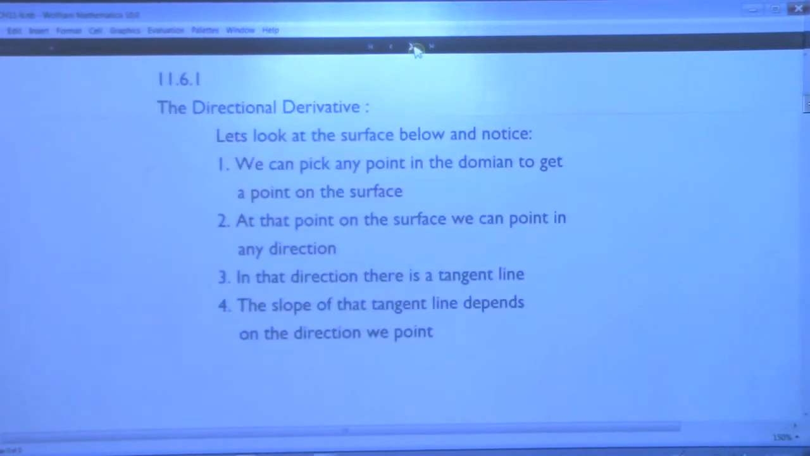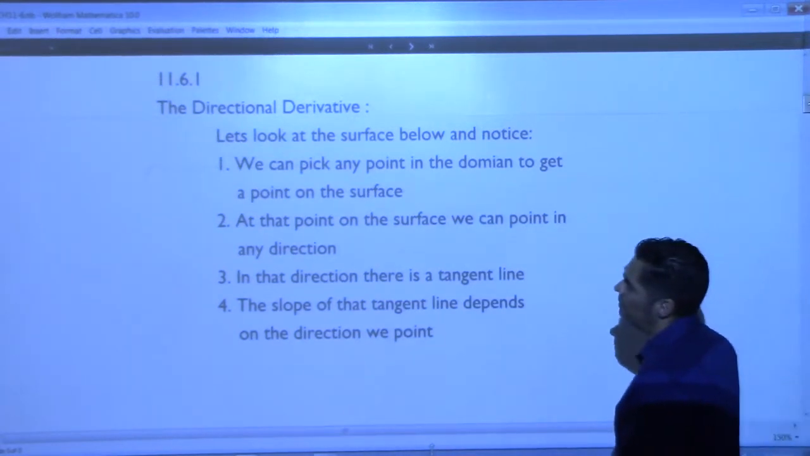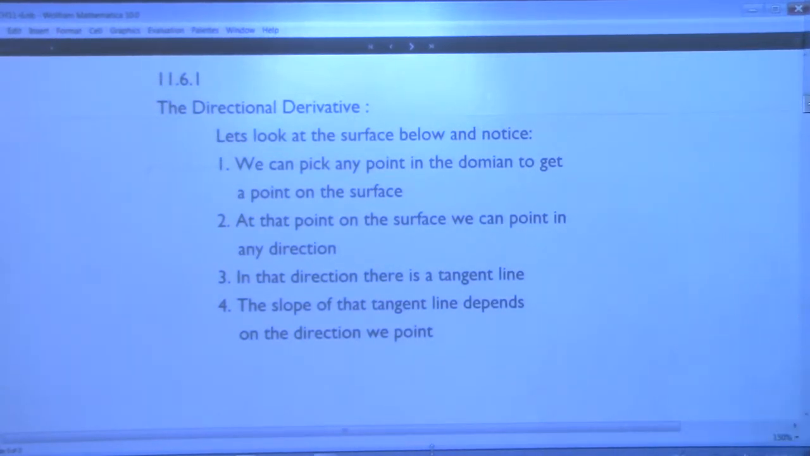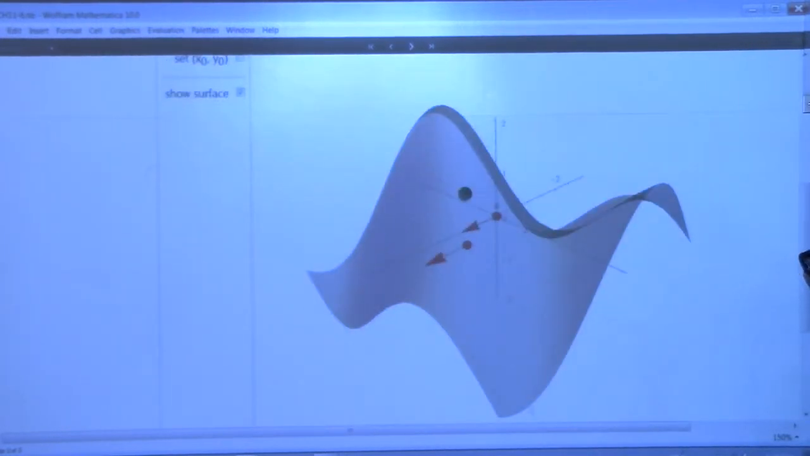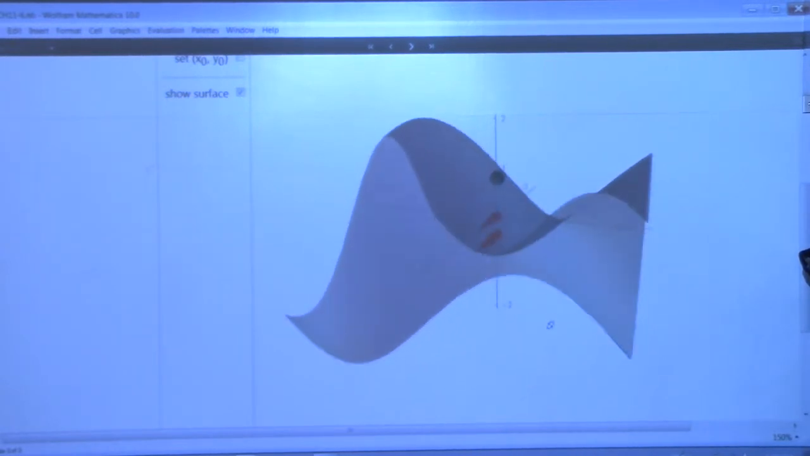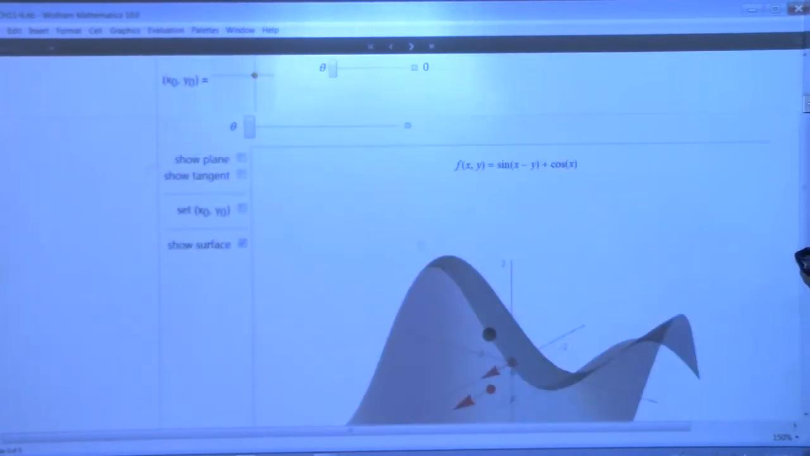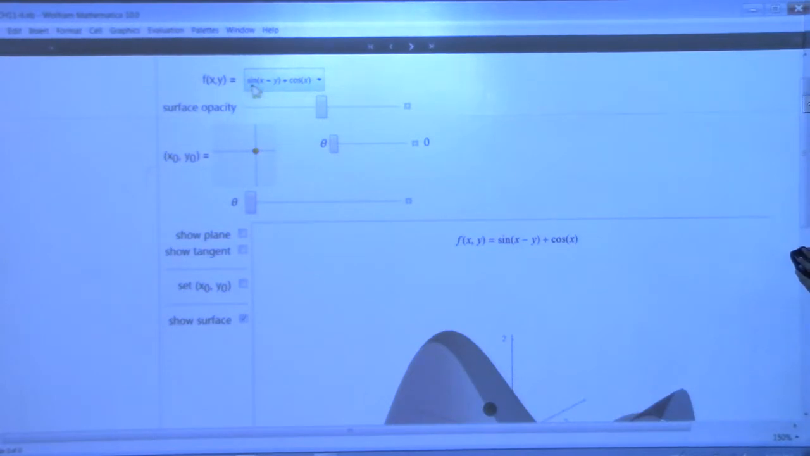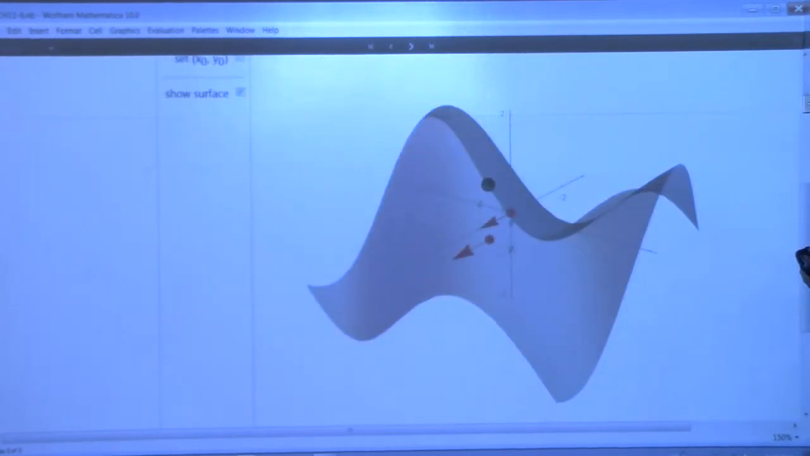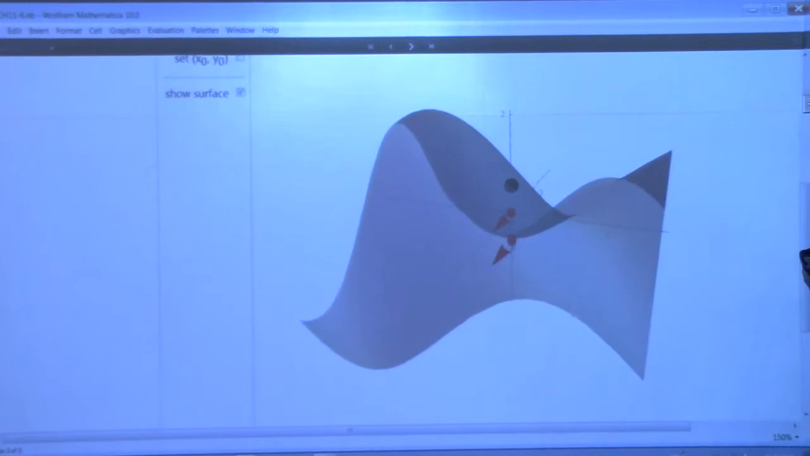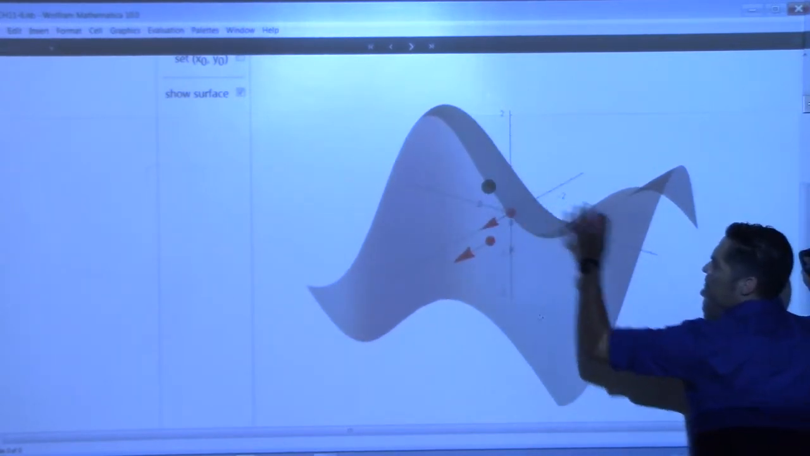Here we go. So let's take a look at this surface. I'm about to show you a surface. And here it is. So here's a surface. And I've shown you surfaces in the past like this, and I haven't told you that this is the actual surface: sine of x minus y plus cosine x. I can change that surface to a couple of different ones if I want to, but let's stick with this one for now. So do you see that I've picked a point on that surface? It's this black point right here. I made it real big so we can see it.